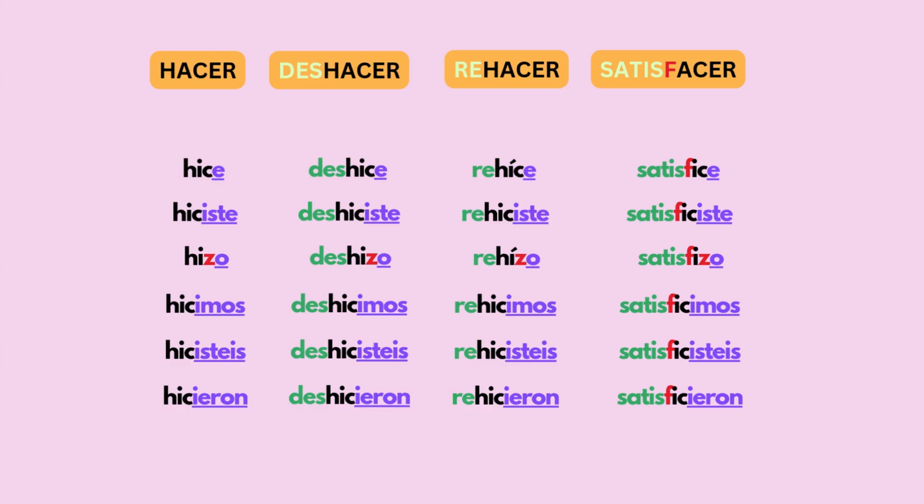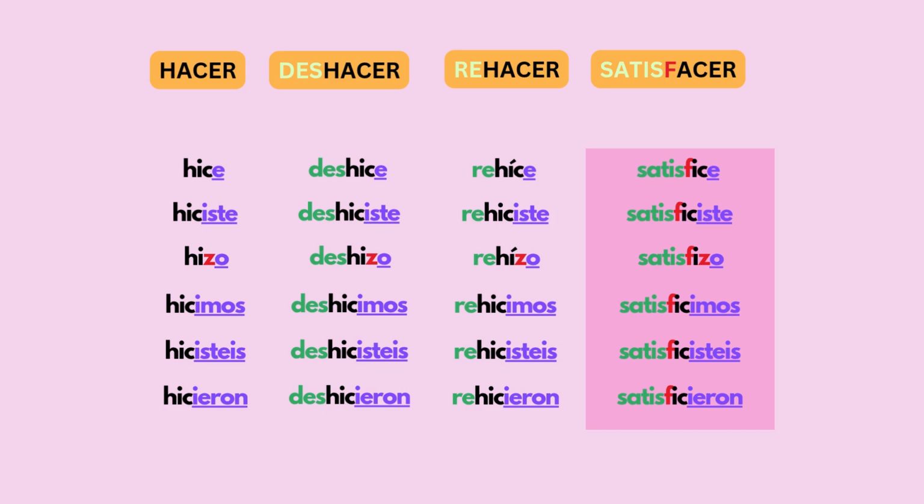And last but not least, we have the verb hacer, to do, to make, and some compound verbs derived from it. Deshacer, to undo, to melt, to mess up. Rehacer, to redo, to rebuild. Satisfacer, to satisfy. This verb is actually a compound of hacer.